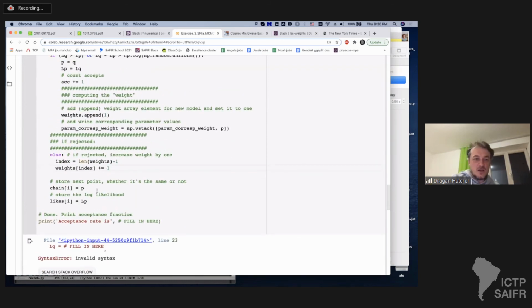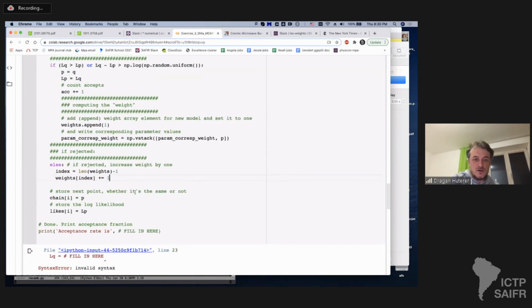And then, okay, store the next point, whether it's the same or not. Oh, right, also Nico, actually, this is the clear list. Accepted or rejected, I'm remembering where that point is just in case I need it. So whether accepted or rejected, there is going to be some repetition here. This is not actually what I want for my final analysis.